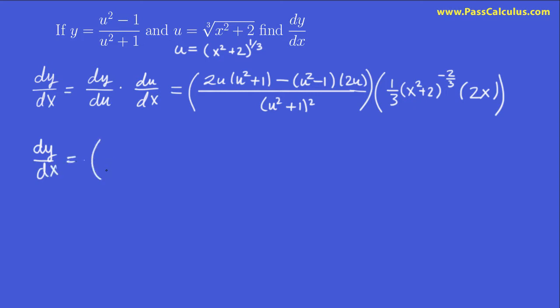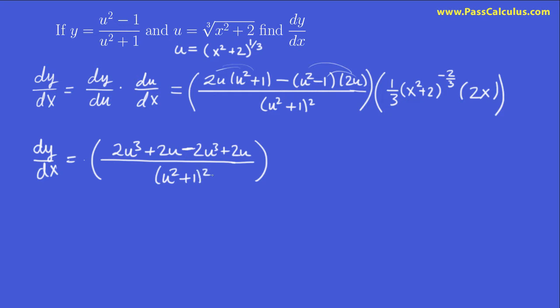In this first factor, we can multiply this across. 2u times u squared is 2u cubed plus 2u. And we multiply this across, minus 2u cubed. And minus is plus, so we have plus 2u. And then u squared plus 1 squared.